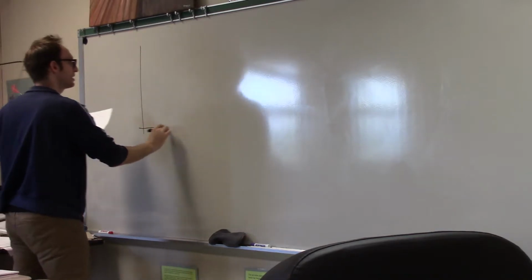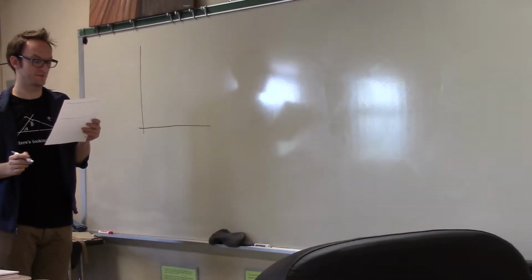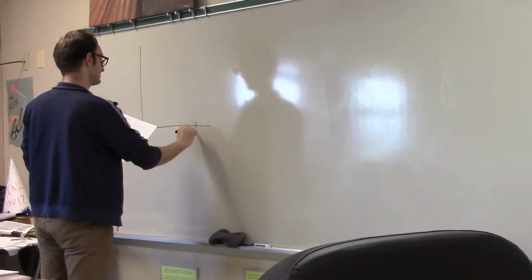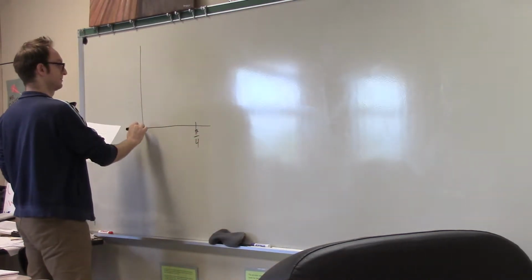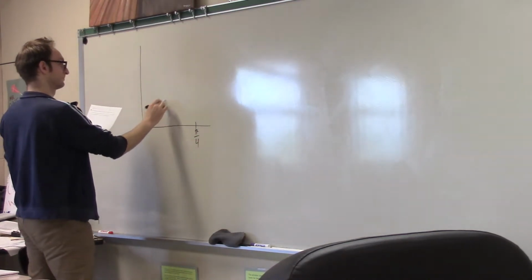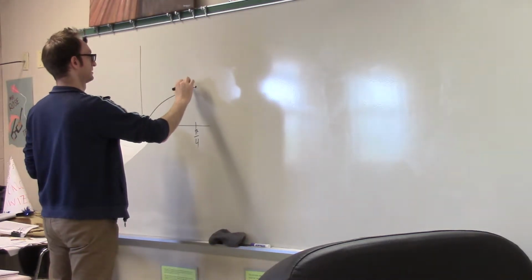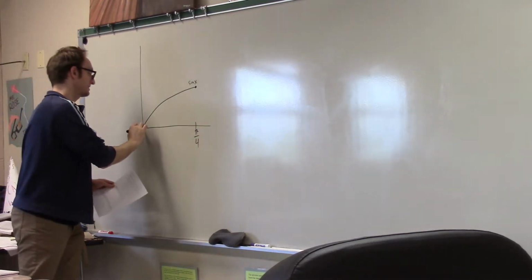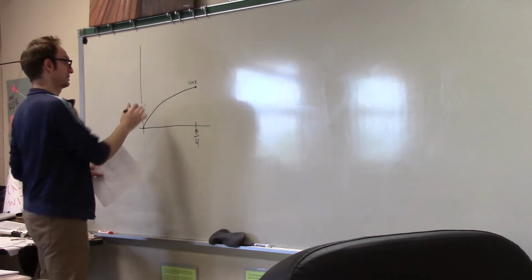So, step 1, make yourself a really neat graph of sine and secant squared on the interval from 0 to pi/4. Sine kind of looks like that, right? It starts at 0 and goes up to √2/2.